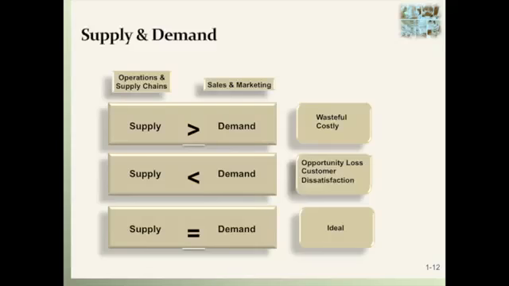Supply and demand. If you have more supply than demand, what happens in your business is it's wasteful and costly. So operations and supply chain is responsible for the supply. Sales and marketing can tell you what the demand is and also create demand.